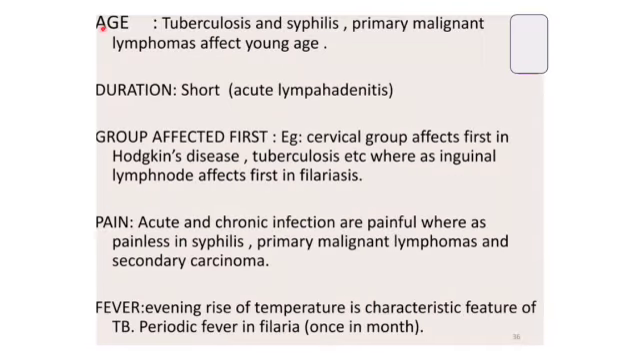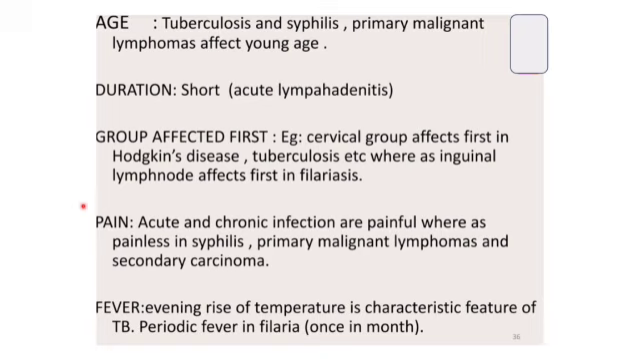So what is the importance of knowing the age while examining the lymph nodes? Because it might hint you at certain diseases like tuberculosis and syphilis, and primary malignant lymphomas affect the young age. Next, about the duration, you should be clear, because a shorter duration will hint that it might be because of an acute lymphadenitis. Next, about the group affected first. For example, the cervical group of lymph nodes is affected first in Hodgkin's disease and tuberculosis, whereas inguinal lymph nodes are affected first in filariasis. So the group which is affected first is important to be known.